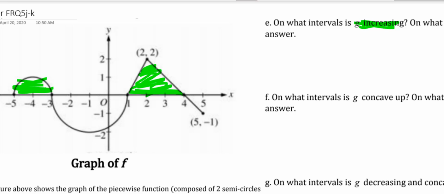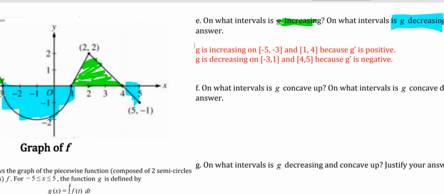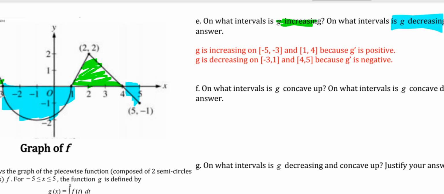And then where is g decreasing? That's just going to be anywhere that we're below the x-axis. So that's from -3 to 1, and of course from 4 to 5. Those are the intervals where g is increasing and decreasing. Now for our explanations, we would say g is increasing on -5 to -3 and 1 to 4 since g prime is positive. And likewise, g is decreasing on -3 to 1 and 4 to 5 since g prime is negative. That's how you do part E.